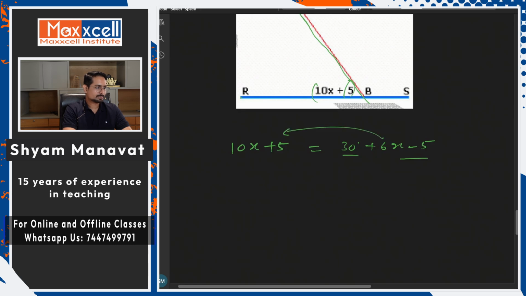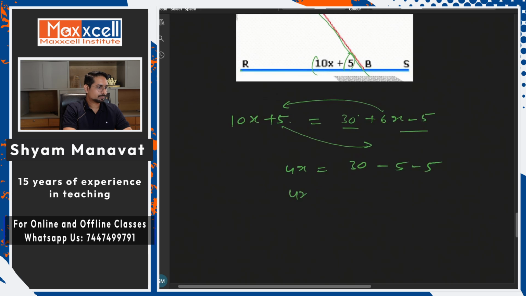Always shift the smaller values. So if you shift 6x here, you get 4x on this side, and if you shift 5 here, you get minus 5 again. So here you have 30. Minus 5 was already there, and another minus 5 came. So you get 4x is equal to 20. Similarly, x is equal to 5. That's what the question asked: find the value of x. We got the value of x.